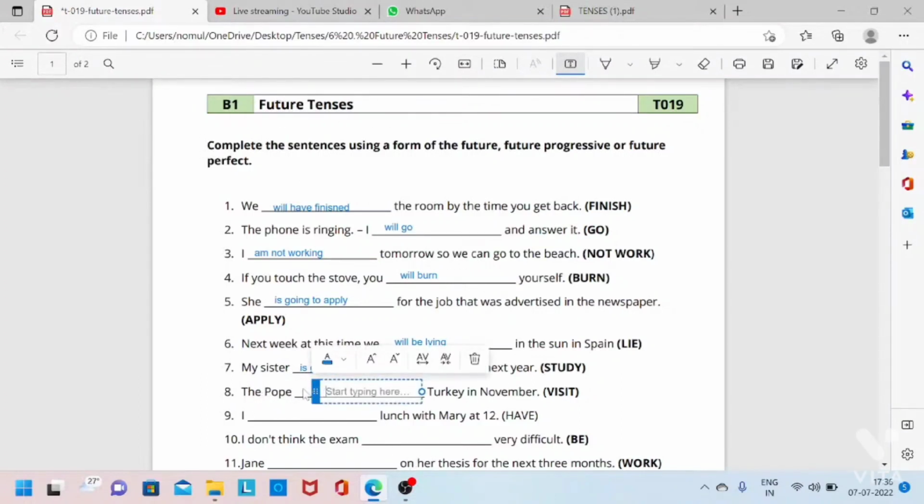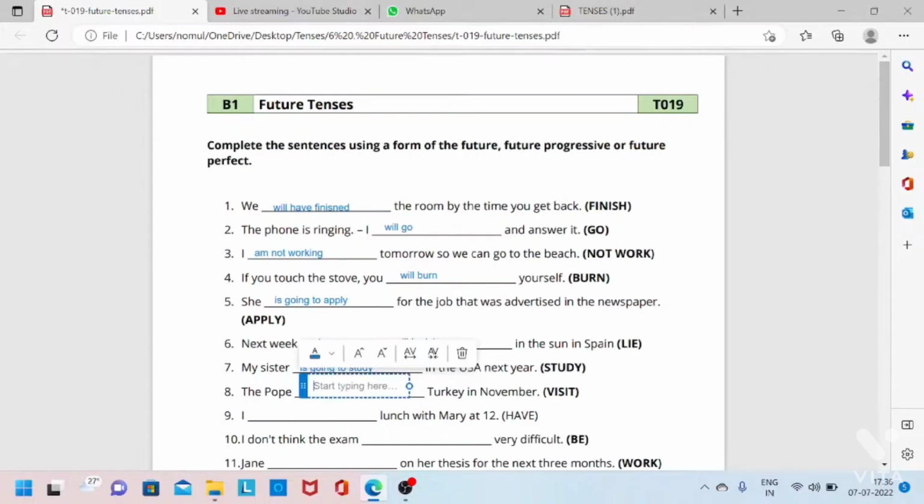So try doing the eighth one in the same way. The Pope dash Turkey in November. Okay, the Pope is dash in November. So using visit we have to complete this. The Pope is visiting Turkey in November. It's very easy now, right? So this is how we can easily complete it.